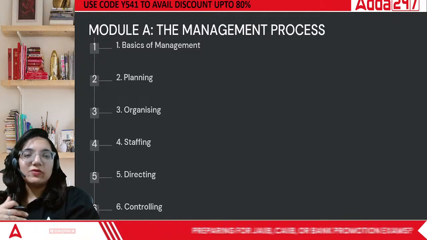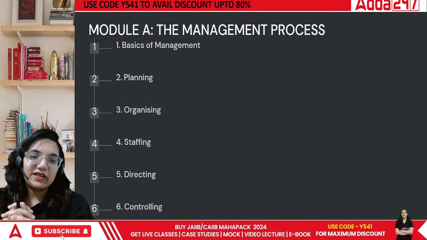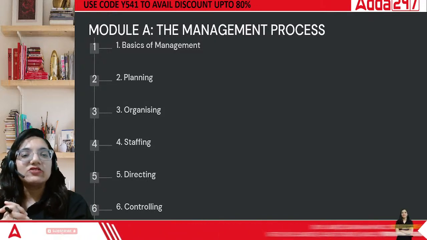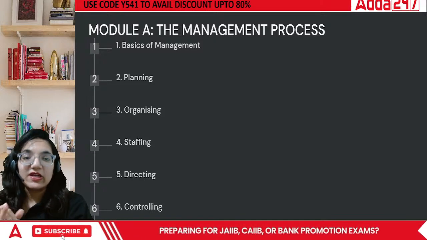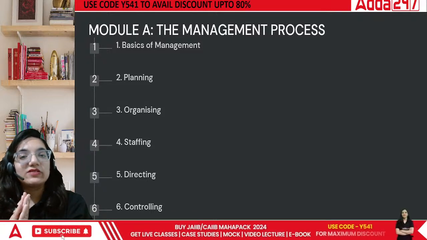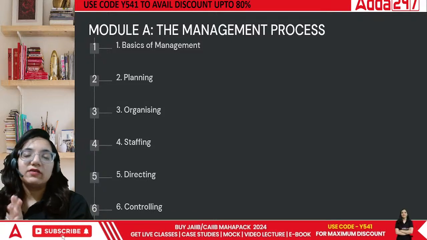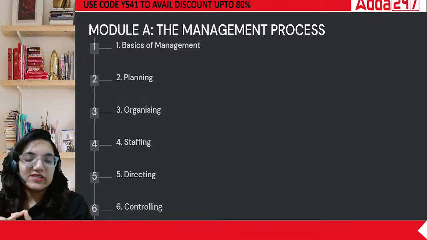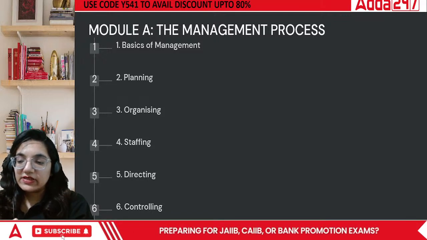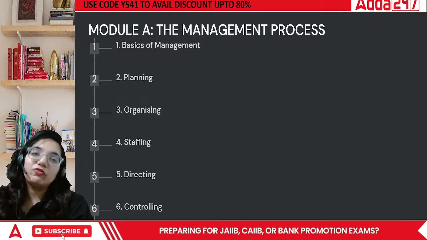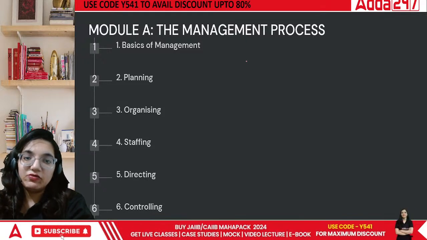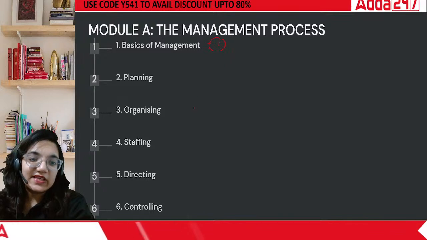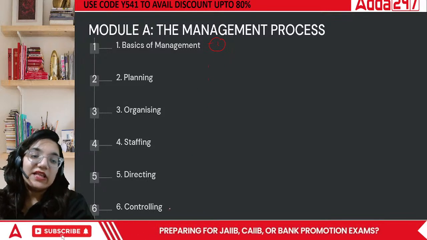Okay, starting with the particular area, how many chapters are there in Module A? Module A has a total of 6 chapters. Module A is about the management process. Basics of management is the first chapter that you should do. These chapters should be done in the given sequence only because when we talk about Module A, the first chapter has many theories which would be basically continued till the very last even.